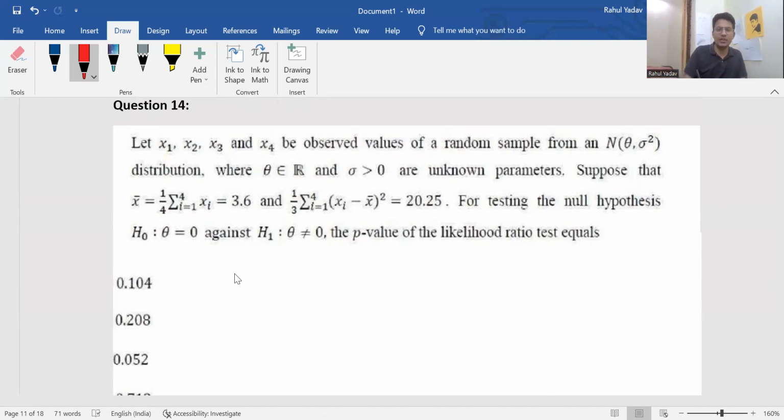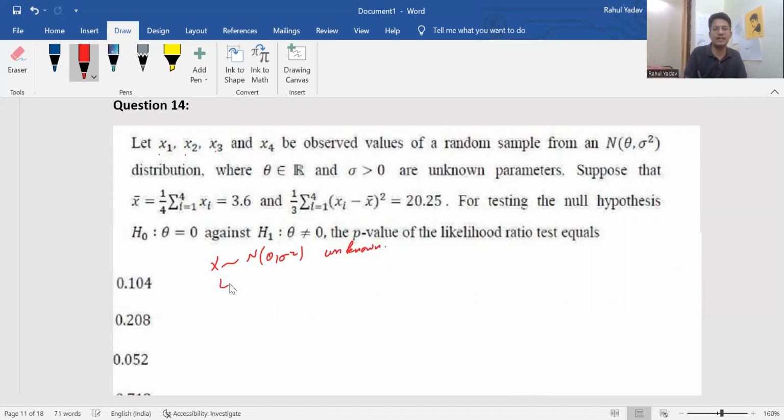Then it says that normal distribution is given to us. We have x1, x2, x3 and x4, so you have taken 4 observations, and both theta and sigma are unknown. Suppose that x bar, which is 1 by 4 summation i going from 1 to 4 of x i, equals 3.6. So basically we are given a population that is normal with theta comma sigma square, and both are unknown.